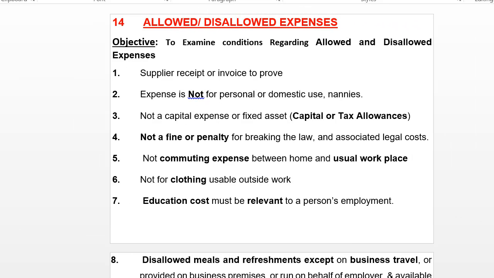In this session, we'll look at allowed and disallowed expenses. The objective is to examine the conditions regarding what should be classified as allowed and disallowed expenses.